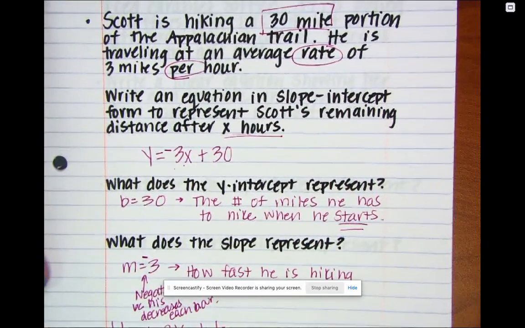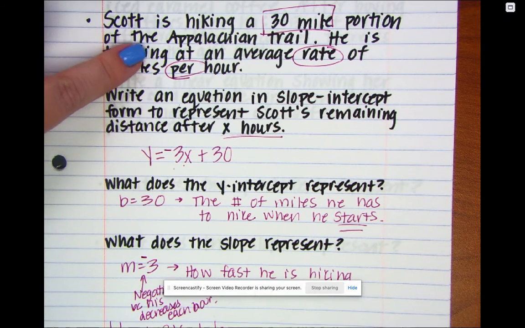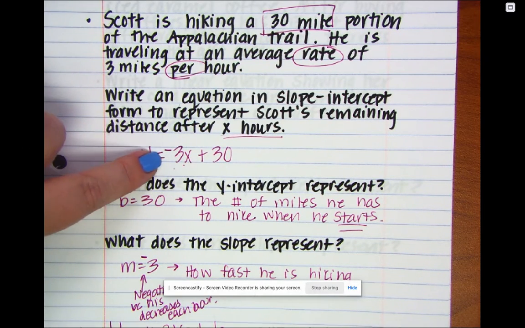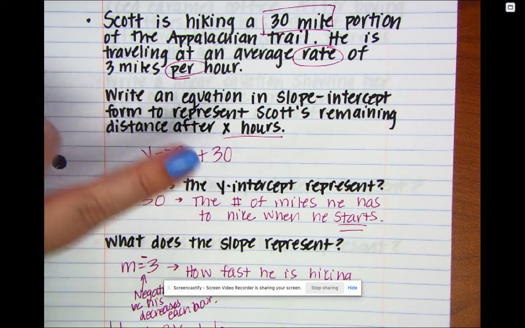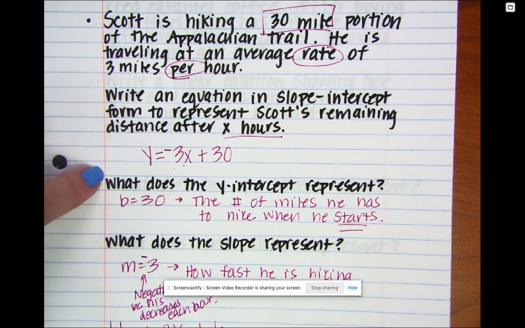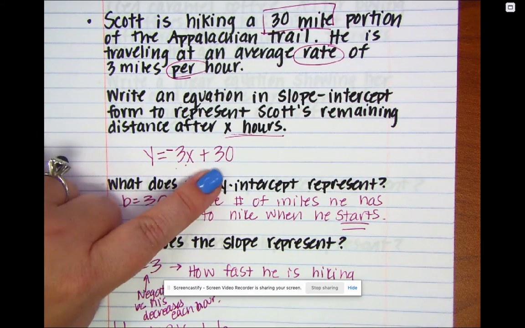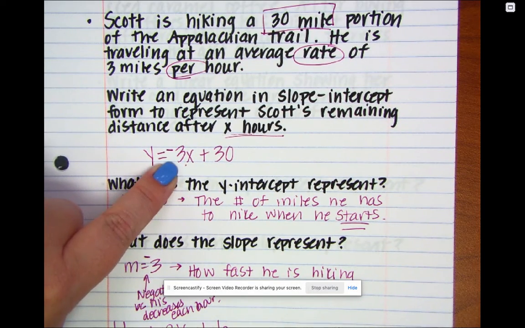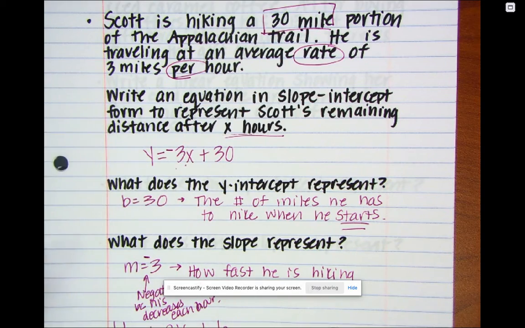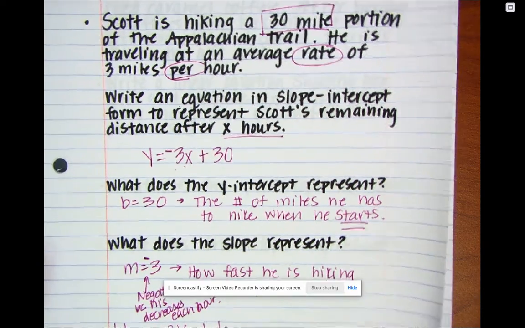In this situation, he knows he has 30 miles to his stopping point, and so he's getting closer and closer. So that's a decrease. If you were looking at it in the opposite, like how many miles have I walked from my starting point, then you started at 0 and you're adding 3 miles. So again, you just have to look at the context of the situation.